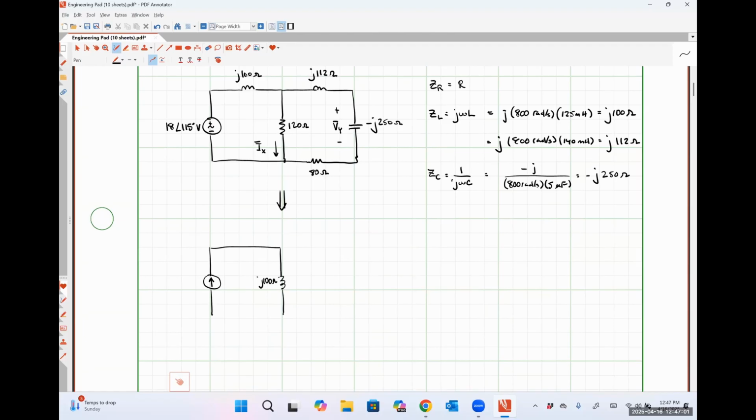So 18 over 100 is going to be 0.18, if my memory serves me correctly. Yeah. So this is essentially going to look like 180 angle, let's see, so 115 minus 90 is going to be 25 degrees milliamps now. Okay. And I'll just make a note right here that this is literally just 18 angle 115 degrees volts divided by J100 ohms.